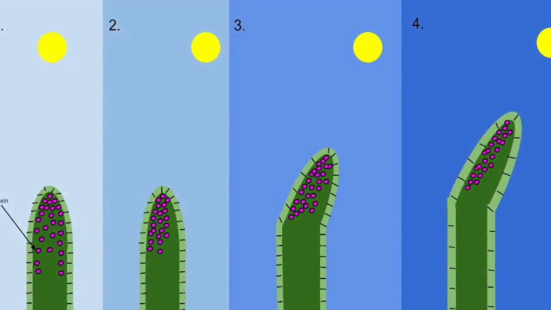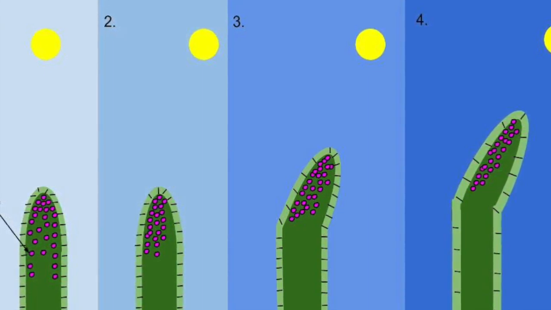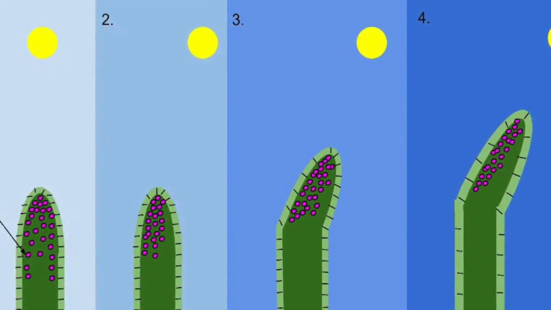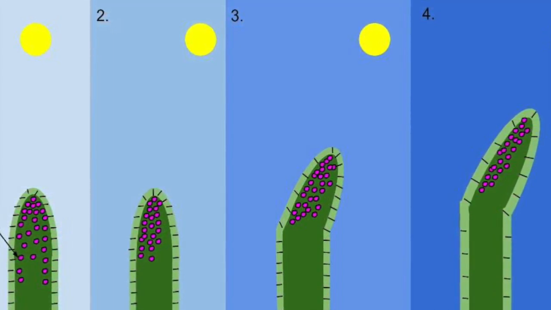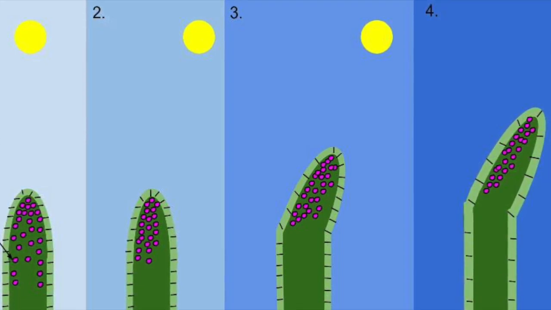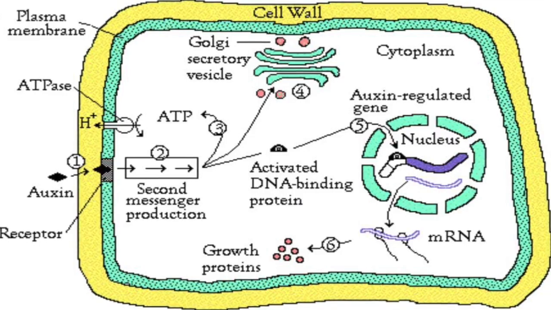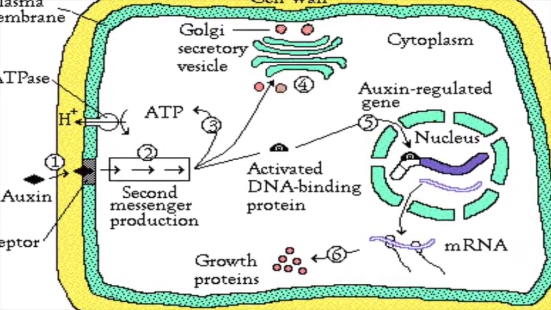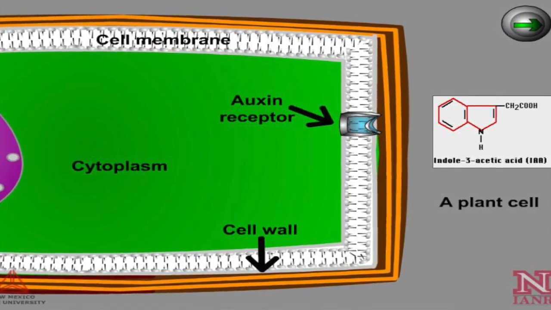Auxins are produced in the tip of a plant stem, which is lit. As auxin moves down the stem, it moves to the shady side with the rest of them. This accumulation causes those cells to grow, while the ones in the sunlight remain low. Elongation. At the molecular level, something cool occurs.